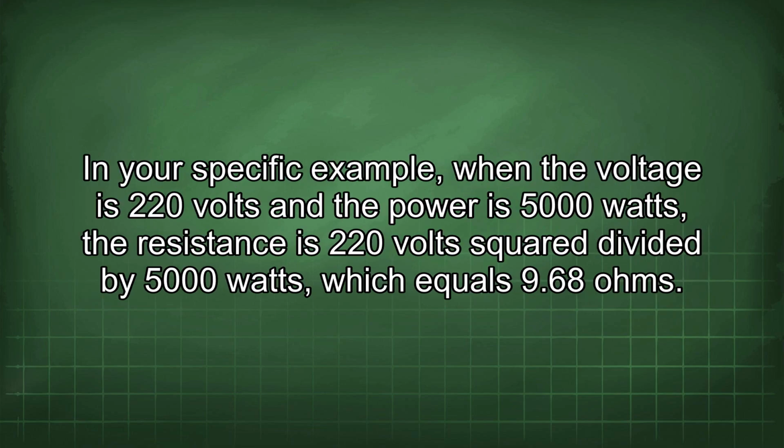In your specific example, when the voltage is 220 volts and the power is 5000 watts, the resistance is 220 volts squared divided by 5000 watts, which equals 9.68 ohms.